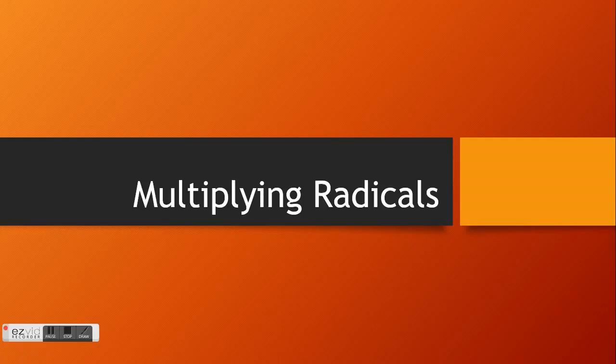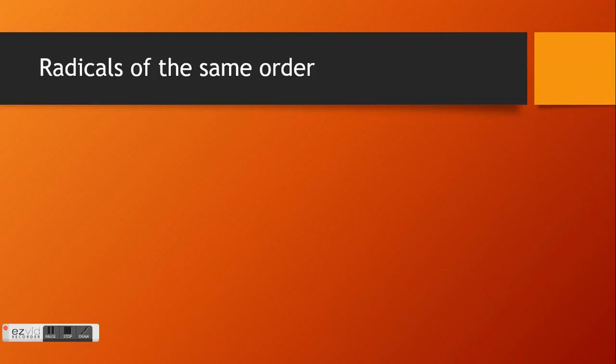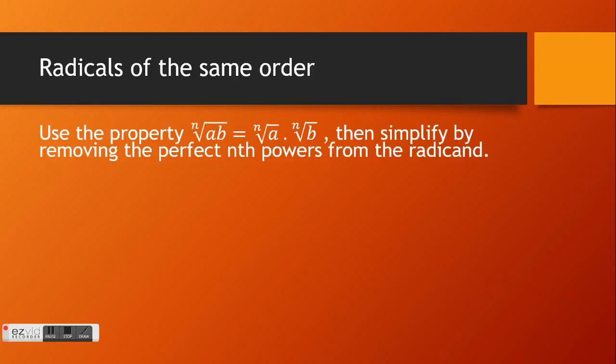Multiplying radicals. Radicals of the same order. Use the property: the nth root of AB is equal to the nth root of A times the nth root of B, then simplify by removing the perfect nth powers from the radicand.